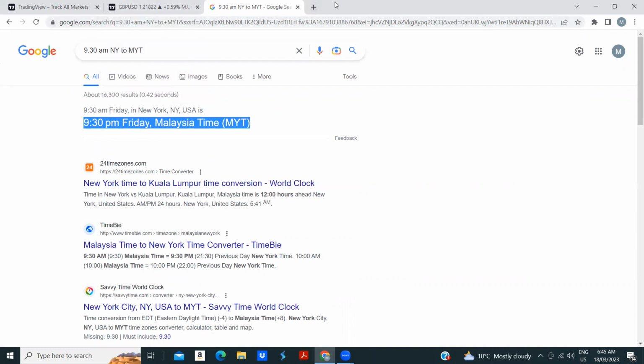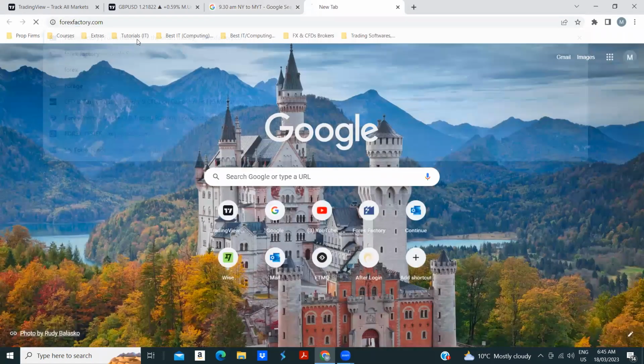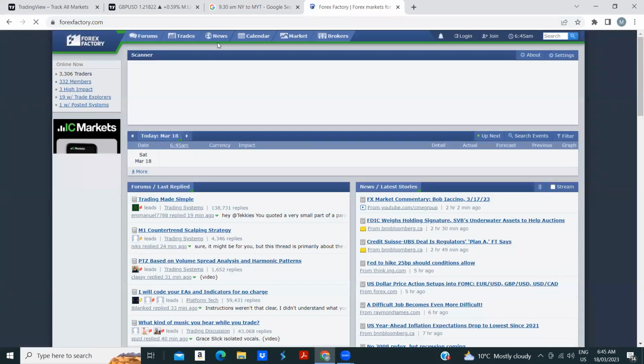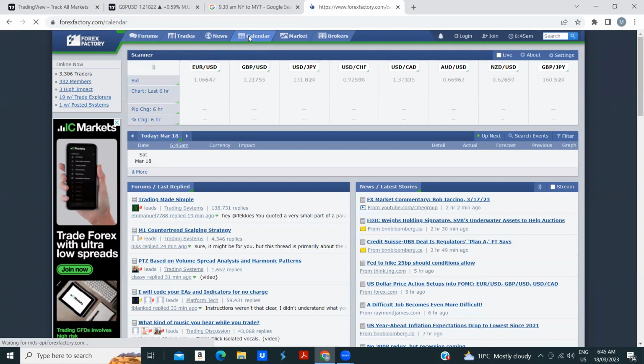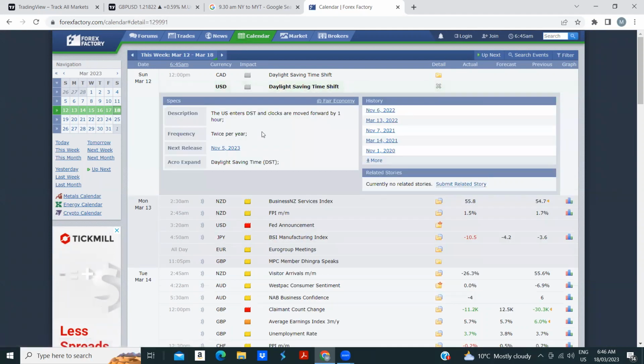All right, so let me show you. Now New York opens 1 hour earlier. No, it doesn't open at 30. Okay, let me show you. You see here daylight saving. The US entered DST and clocks are moved forward by 1 hour. Got it? That's a daylight saving shift.